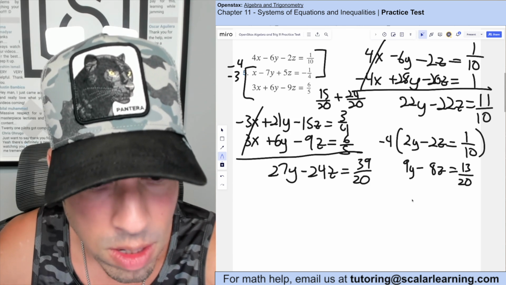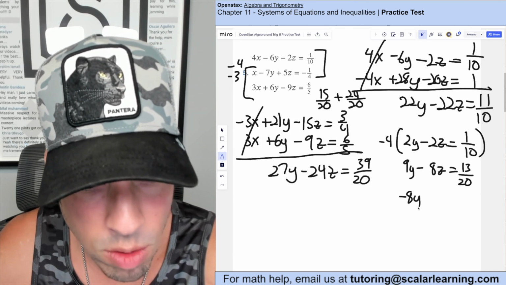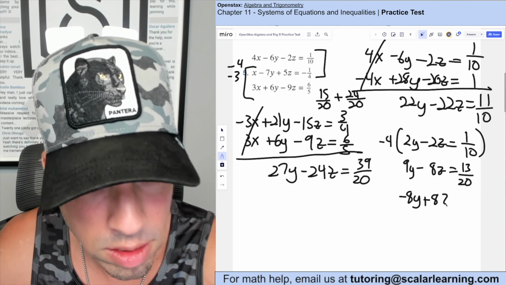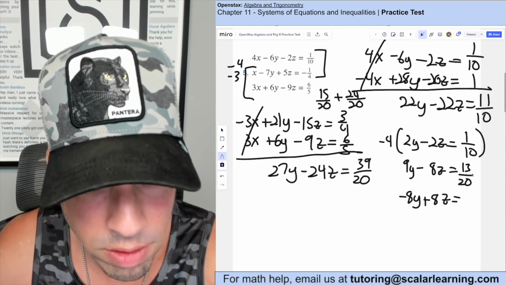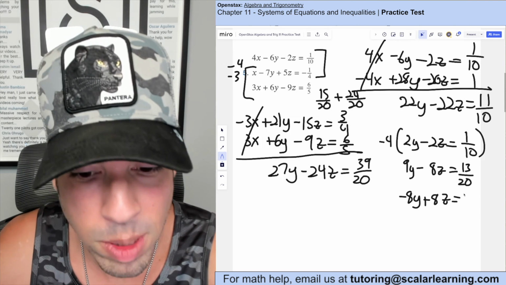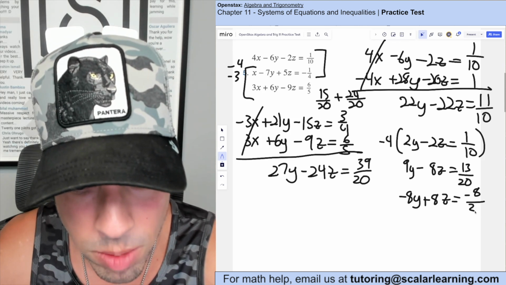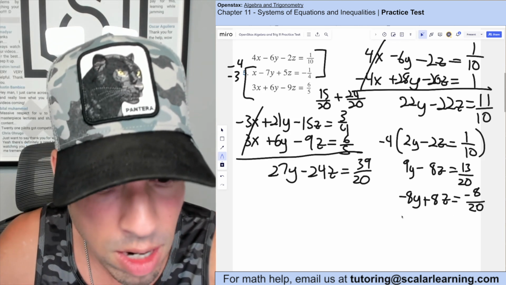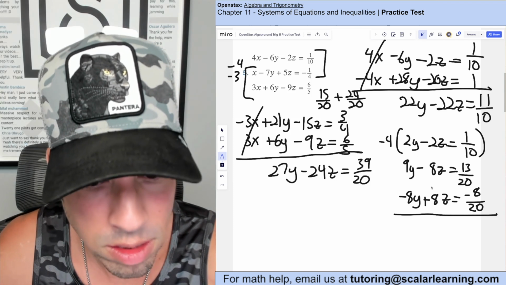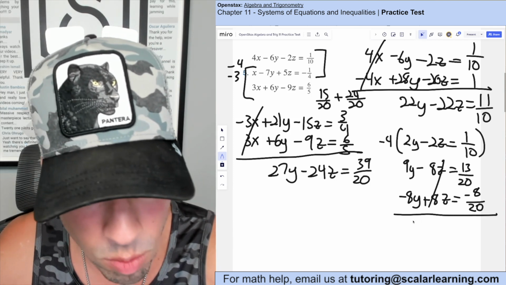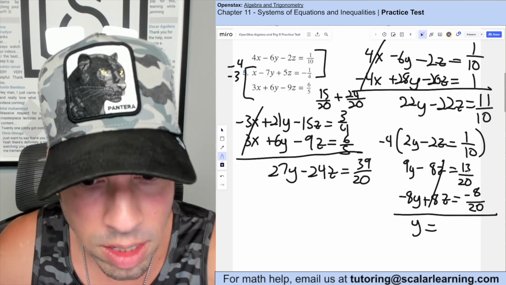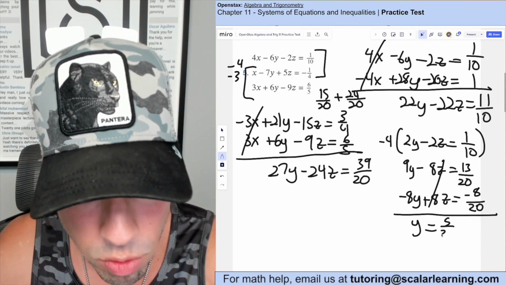Now to use elimination for these two, if I multiply this one by negative 4, I can knock out the z's. So I'll get negative 8y plus 8z is equal to negative 4/10. And negative 4/10, by the way, is negative 8/20. So I'm going to go ahead and write it that way so these have common denominators. Okay, let's add these together. Goodbye z's. 9y minus 8y is 1y. And then negative 8 plus 13 is 5/20.